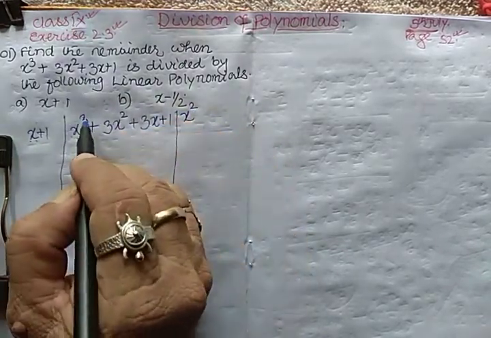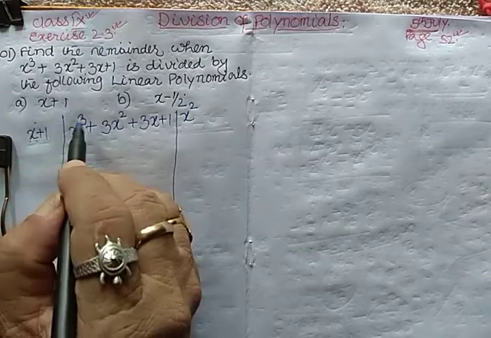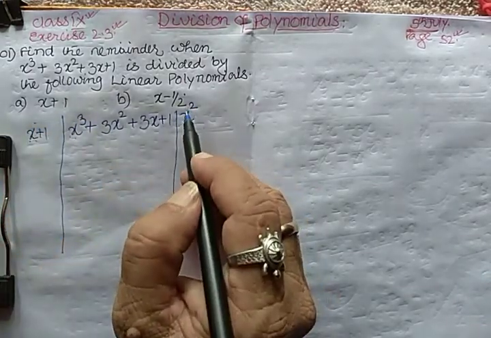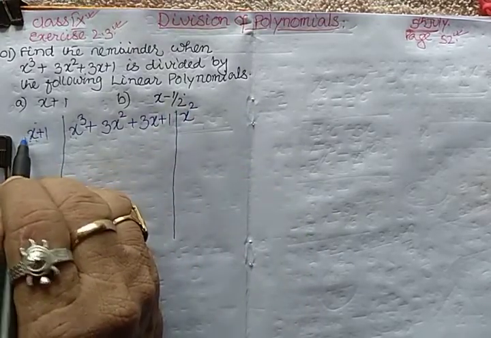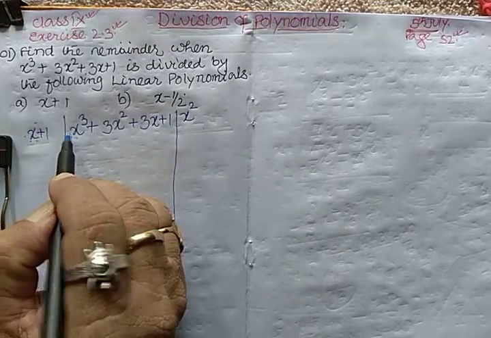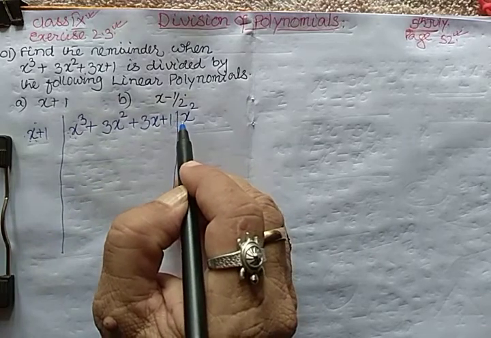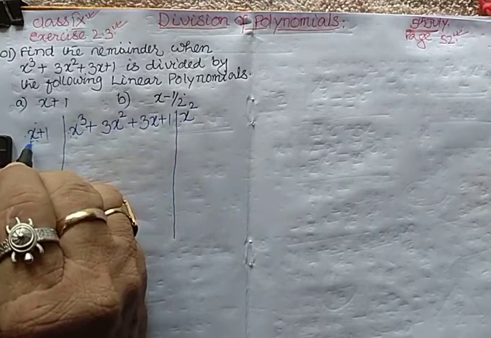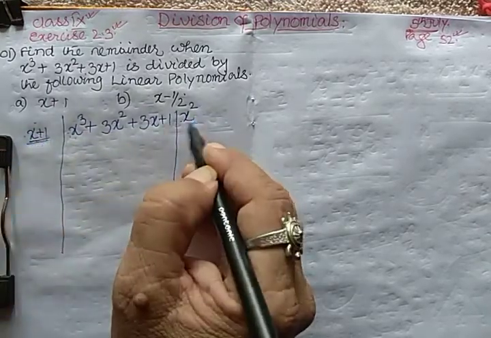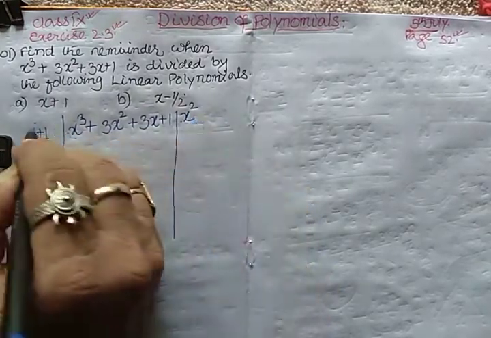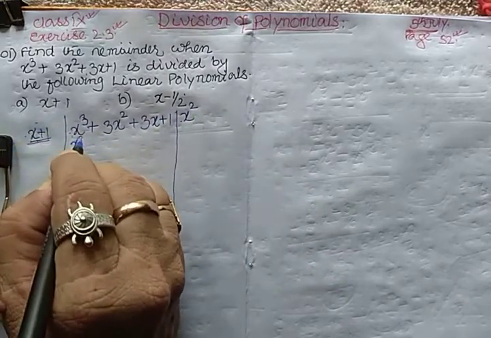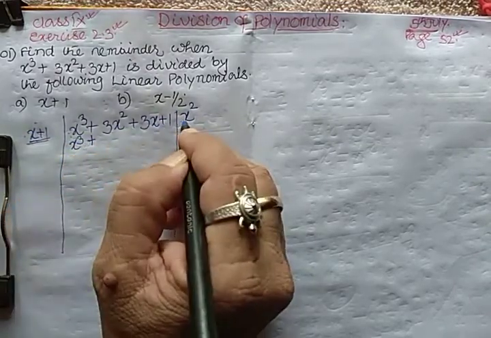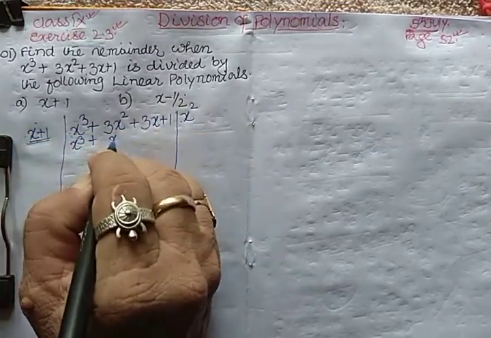Understood? Here the power is 3 and here the power is 1. 3 minus 1 is 2, so you have to multiply by x square. And here you also get the sign plus, so you should take plus. Now you have to multiply this whole polynomial by x square. X square into x, x cube. Plus into plus, plus. X square into 1, x square.